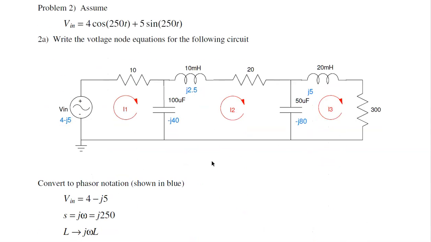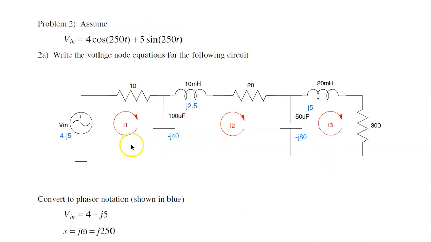On problem number 2, same idea. Here's a circuit. The input is 4 minus j5. Note the sine and cosine are the same frequency, so I can group them together. The capacitor becomes minus j40. Inductor becomes j2.5. This capacitor is minus j80, and this one's j5. Now write your loop equations just like we did before.